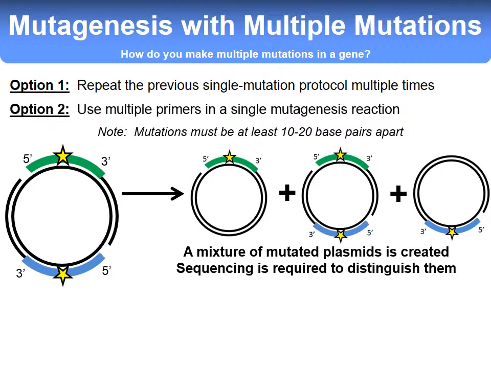We don't really have any good ways to prevent formation of the single mutated plasmids. You just have to go through it and then do your sequencing and see which of your plasmids is correct. But at any rate, it's the same reaction, you just add 2, or you add 4 primers instead of the 2.